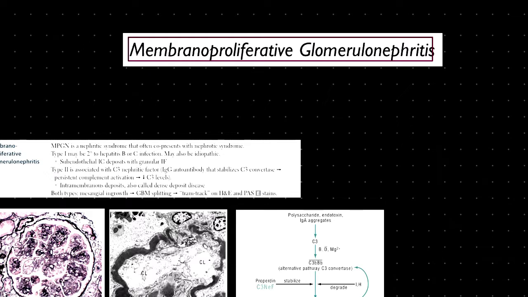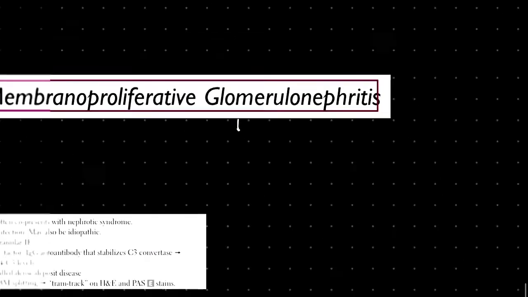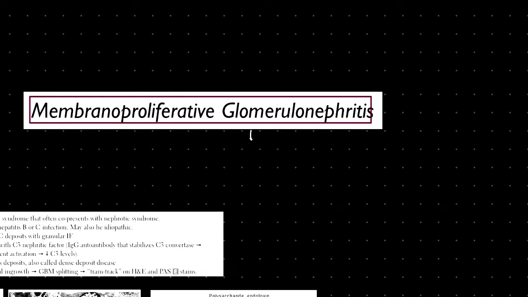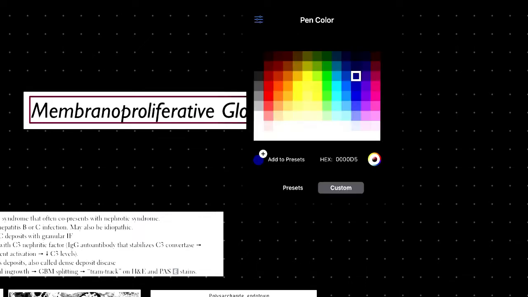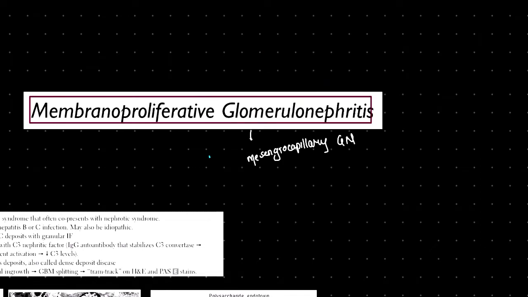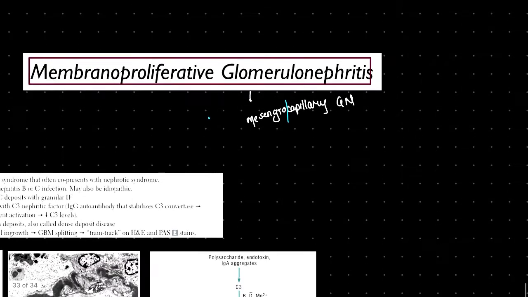Before beginning, I would like to add one important note right here: this membranoproliferative glomerulonephritis was previously called, or another name for it is, mesangiocapillary glomerulonephritis. Now let's go toward the words. Here you can see mesangiocapillary glomerulonephritis, or membranoproliferative glomerulonephritis. What is this?